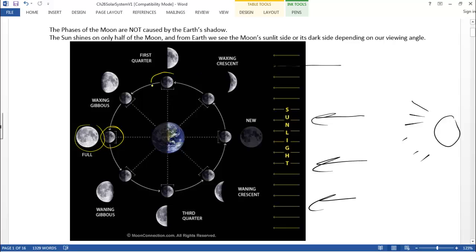But when the moon is off to the side, well, we can see half the moon lit up by the sun, but we can also see half the moon that's in shadow. And of course, when the moon is between the Earth and the sun, then we only see the side of the moon that's not lit up by the sun.